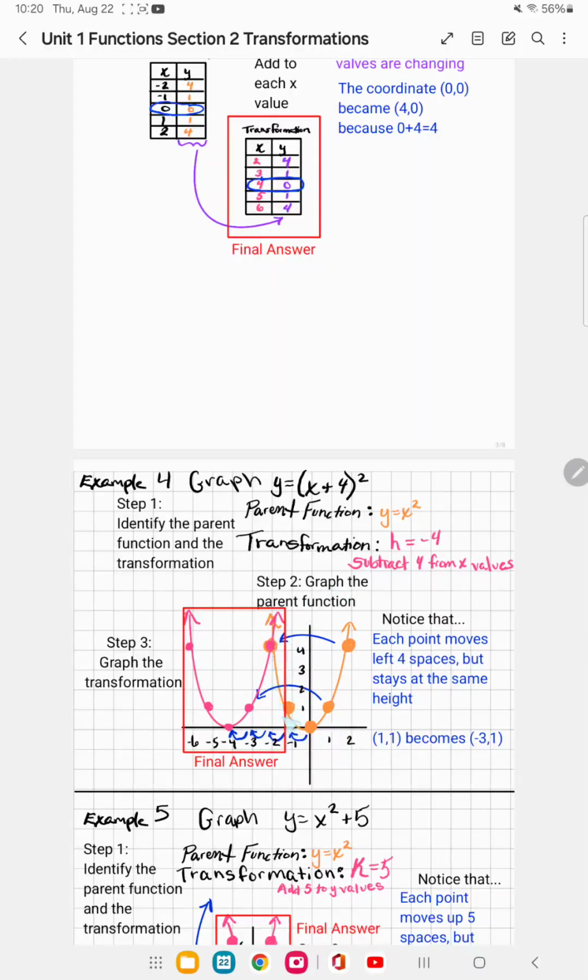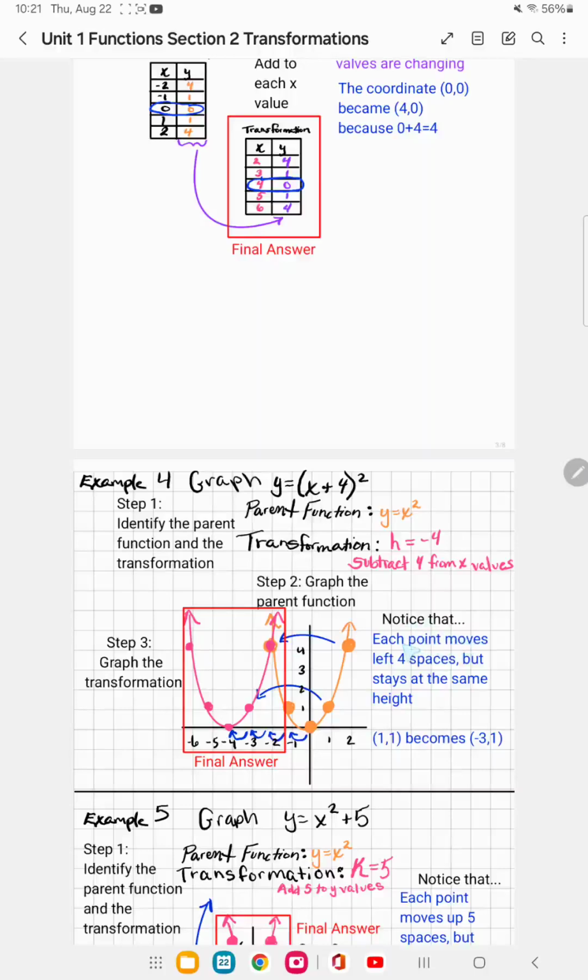So graphing that parent function, it's the same parent function we've been working with. It's all quadratic. So 1 gives me 1, 0 gives me 0, and 2 gives me 4, and it's paralleled on the negative side as well. Now to do the transformation, I'm going to take each coordinate and move it to the left 4 spaces because h is negative. So I'm going to go backwards 4 for each one. And this creates the new graph here.